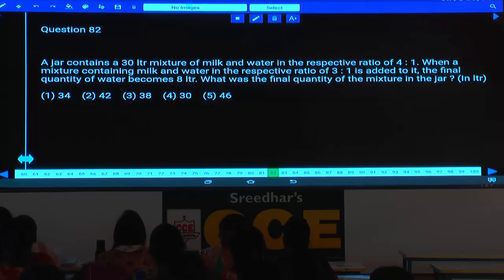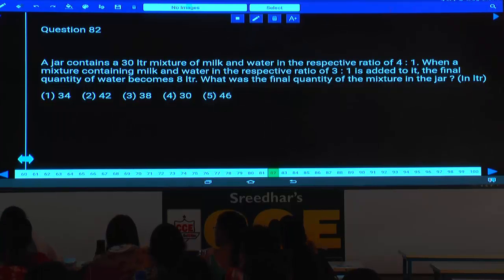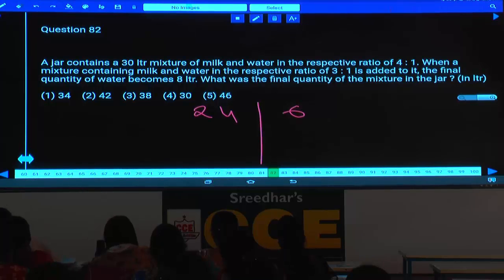A jar contains 30 liters of mixture of milk and water in the respective ratio 4:1. How many parts do we have? If 5 parts is 30 liters, 1 part is 6. That means 4 parts of milk, 1 part of water. So we have 24 liters of milk and 6 liters of water.